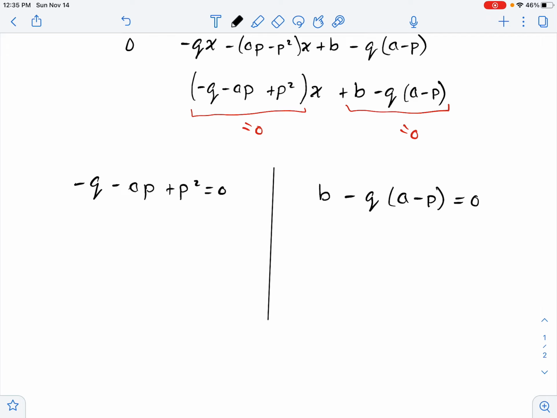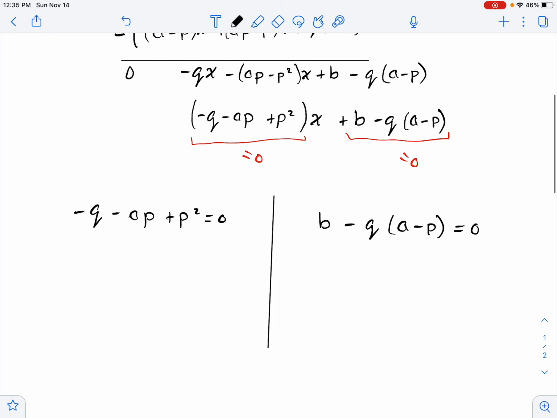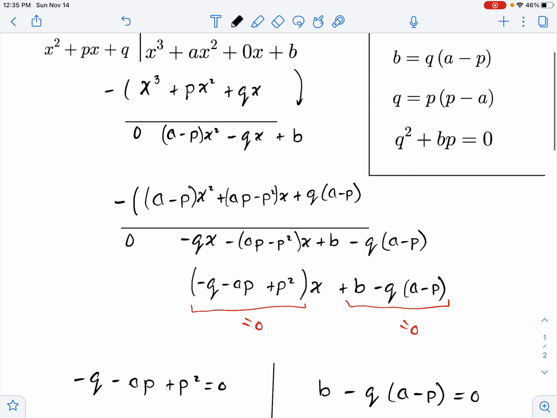That is equal to 0. All right, so those are my two equations. Now it remains just to look at what I am asked to prove and see if I can go about proving it. Well, the first thing I'm asked to prove is that b equals q on a minus p.